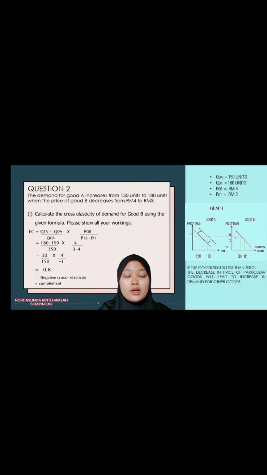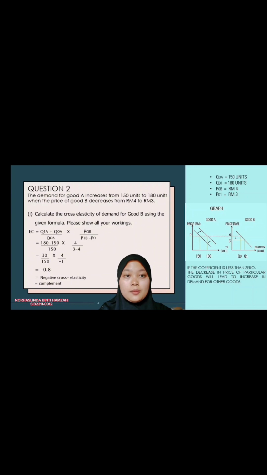So we get 180 minus 150 divided by 150 times 4 divided by 3 minus 4. We get 30 over 150 times 4 over negative 1. The final answer is negative 0.8. The answer is negative cross elasticity.